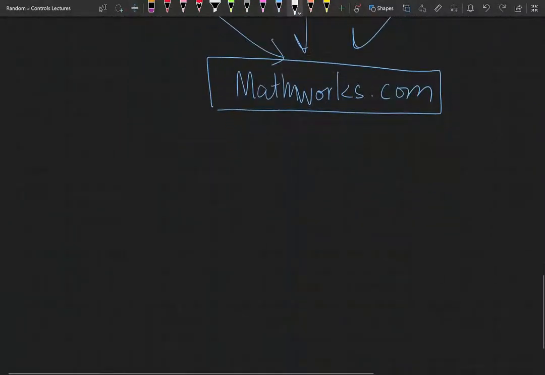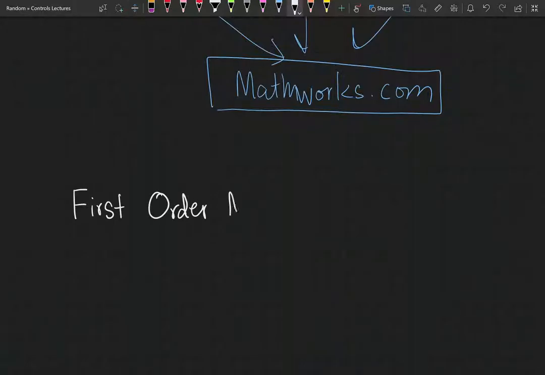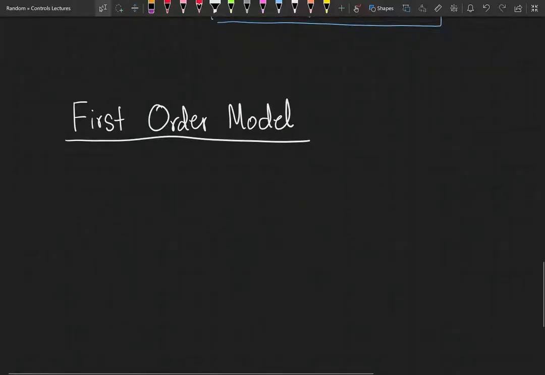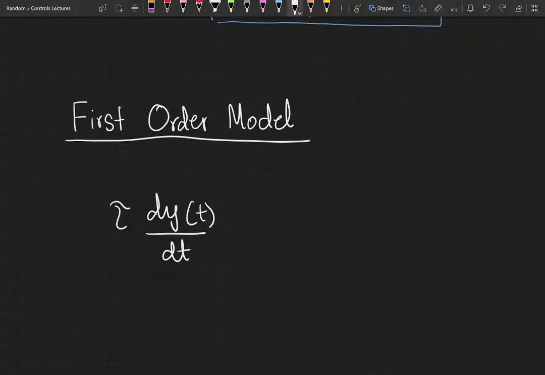Moving on, we're going to solve this first order model in the next video. In Simulink, we're going to go through the entire process. It's going to be a simple model: a time constant multiplied by the derivative of the output, the accumulation term, plus the output, equal to the gain of the process times the input, x of t.